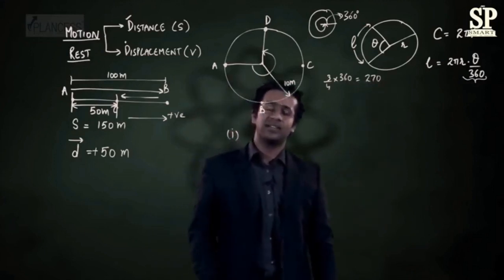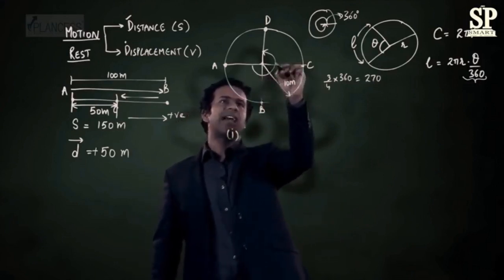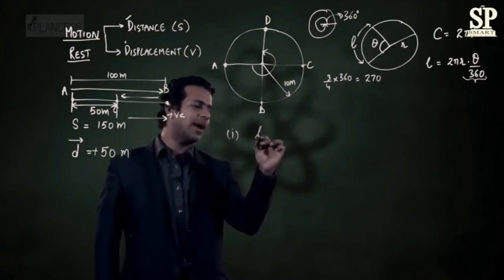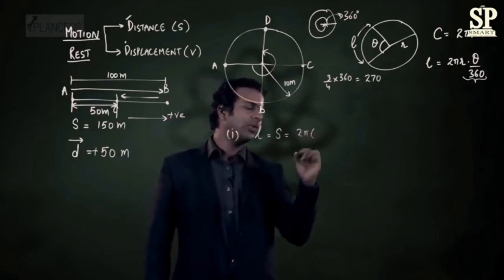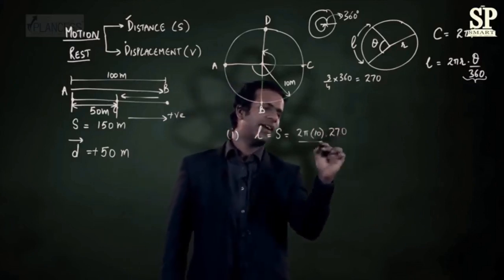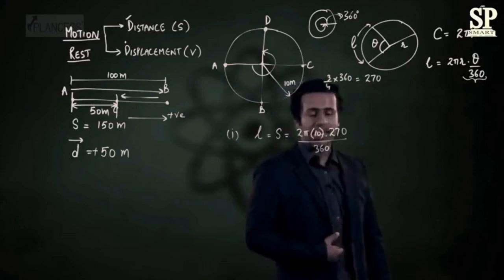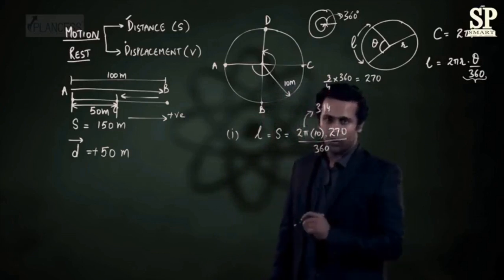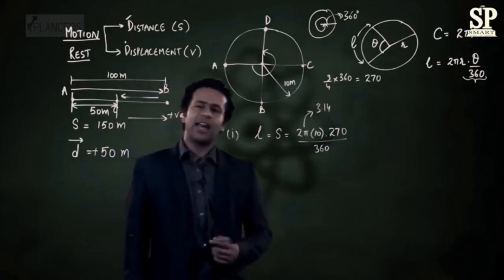You could also arrive at this by arguing that this is 90 plus 90 plus 90, hence the total angle is 270 degrees. So the length of the path, which is also the distance, is equal to 2 pi into r, which is 10, into theta, which is 270, divided by 360. Right. So this is basically the distance covered. And the value of pi, I hope you know, is 3.14. You should remember this value. Right. So I'll leave the calculations up to you.